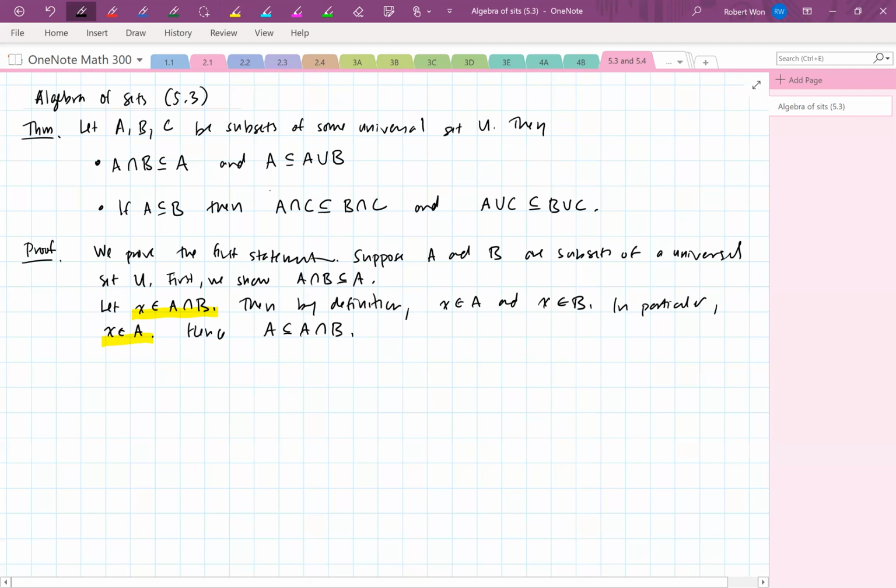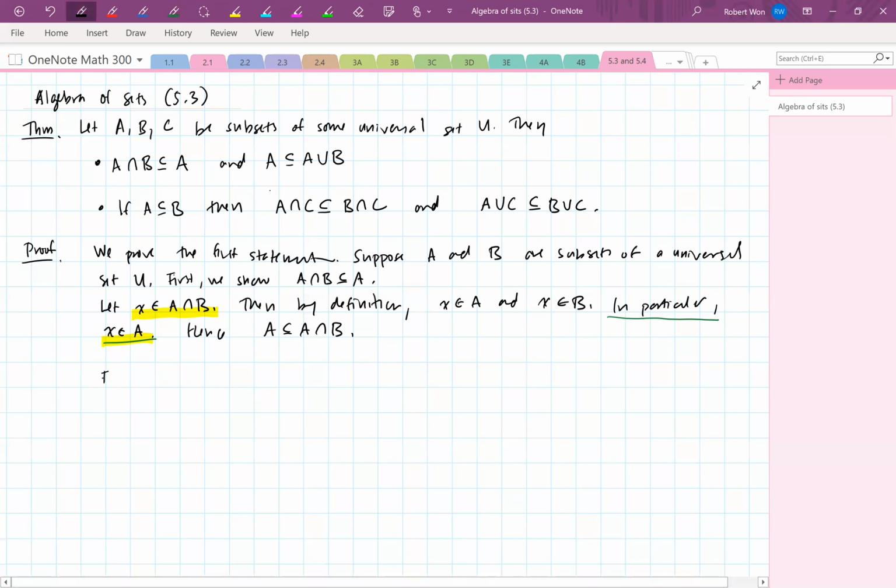I only included this "in particular" sentence just to help my reader, right? Because my reader knows I'm doing an element chase. My reader knows what I need to prove is if X is in A intersect B, then X is in A. So it's nice to start with "let X be in A intersect B" and end with "therefore X is in A." That makes it just a clearer thing to read.